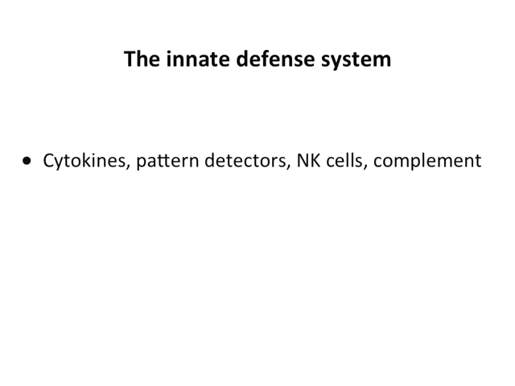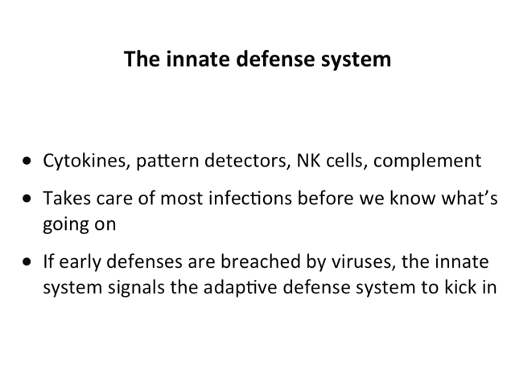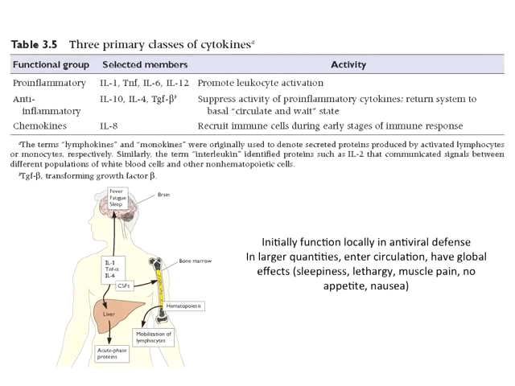So that's what we've talked about so far: the innate defense system, cytokines, the pattern recognition molecules, TLRs and RLRs. We haven't talked about NK cells, but they're also an important component, and the complement system. And again, they take care of most infections very early on. Your innate system is often kicking into play, and it takes care of things without you knowing it. But sometimes these are breached by viruses, and then in that case, the innate system has signaled the adaptive system that it needs help, and the adaptive system can kick in.